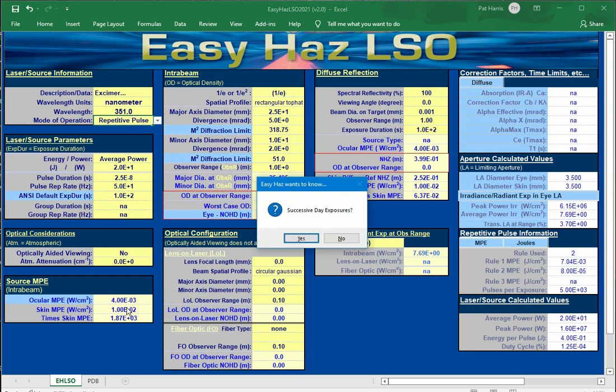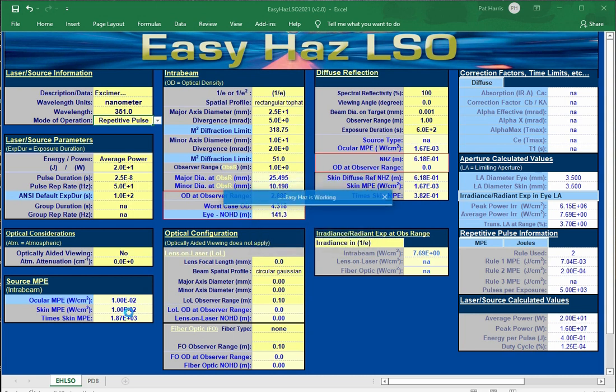Okay. Now notice what the MPE is here, and what you're going to see is that because we'd already set successive day, if we answer yes again, you won't see a change, because it's sort of automatically set up to go with successive day. Only if I click no do you see what the real MPE would be without successive day, and it's the same as the skin, 110 milliwatts per square centimeter.